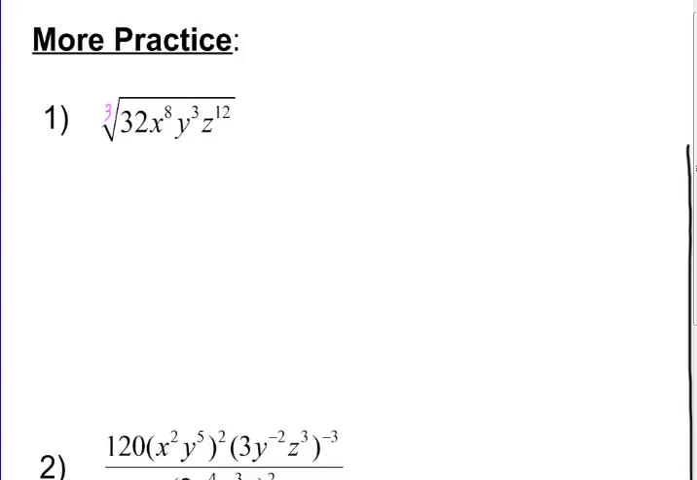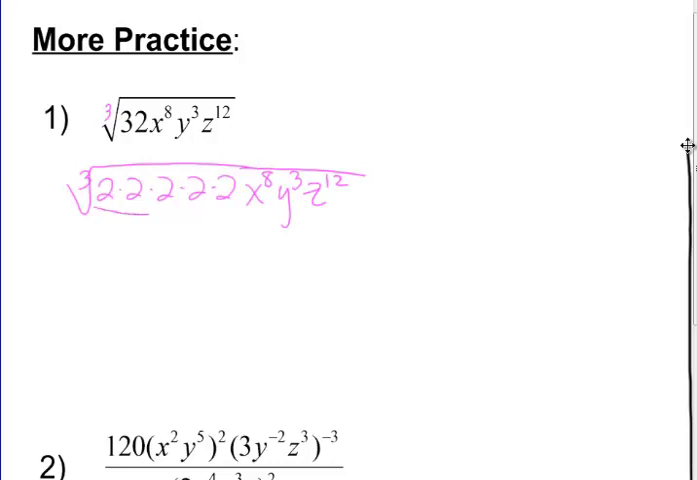All right, first one. I changed it to a cube root, so we're looking for groups of 3. So if we break down the 32, it's a cube root. That's 2 times 2 times 2 times 2 times 2. 5 2's. When you multiply them together equals 32. X to the 8th, y to the 3rd, z to the 12th. So again, we're looking for groups of 3. I have one group of 3 2's, so there's a 2 on the outside. I have 2 left over, so that means I have a 4 on the inside. You have to multiply them back together.